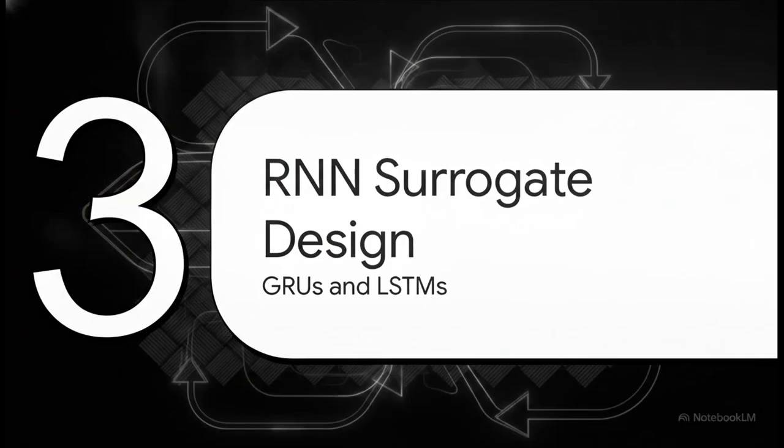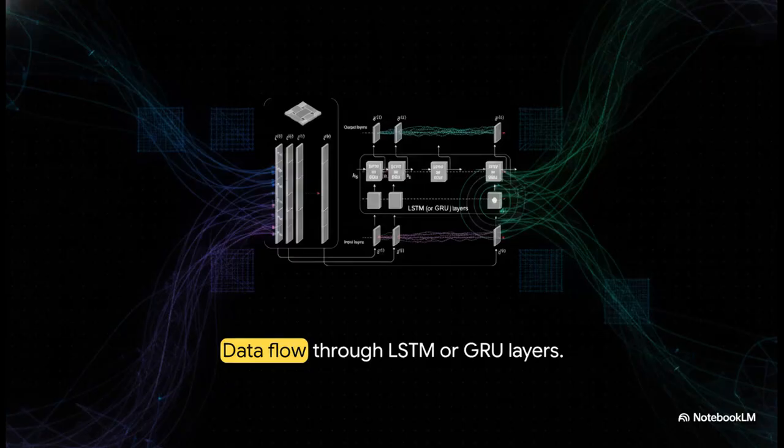Section 3. Designing the RNN surrogate, GRUs and LSTMs. Because this material's behavior depends entirely on its past history of deformation, your standard feed-forward neural networks just won't cut it. Looking at this schematic, you can literally trace how arbitrary 6-dimensional strain histories flow straight into the core of the network, right into the memory states of LSTM and GRU layers.